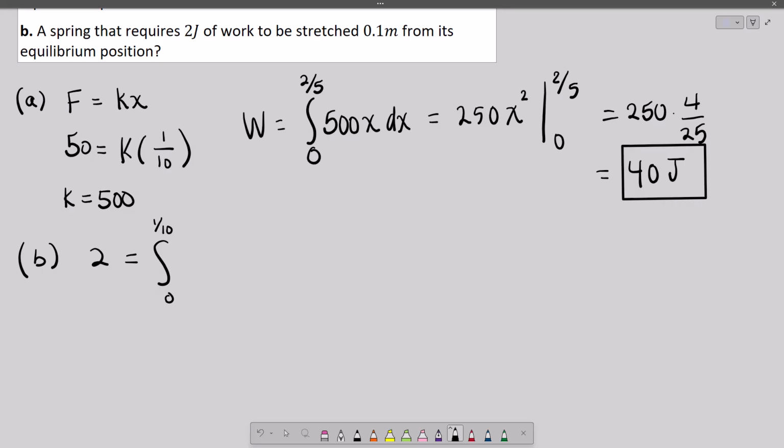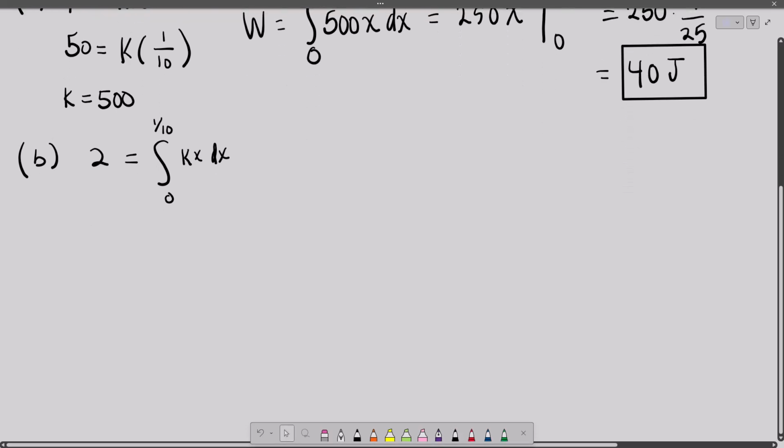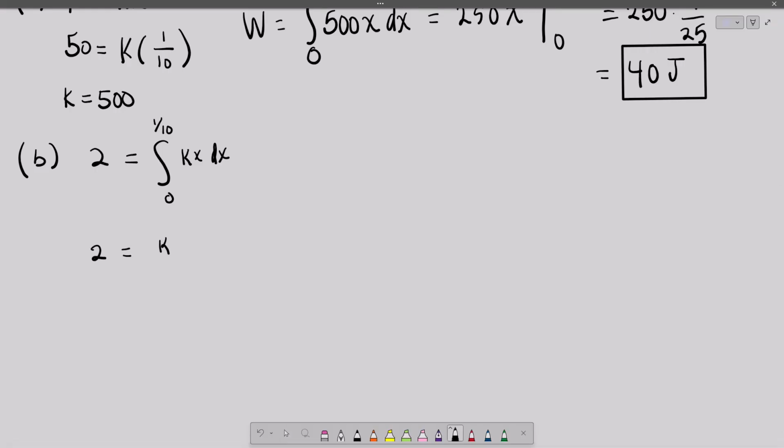And we don't know what the forcing function is, so we can just write it generically as kx. Force is kx. We don't know what k is, but notice this equation only has one unknown. The only unknown here is k, so we could solve this for k. On the right-hand side, we know that k is a constant, so we can integrate this still. That k factors out to the front, and we're going to go from 0 to 1/10.